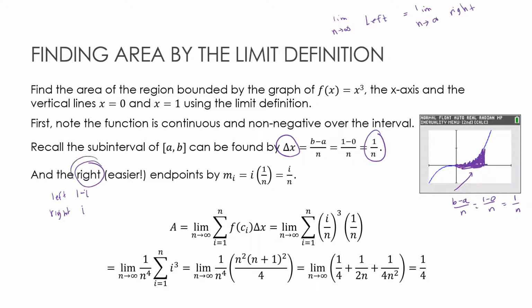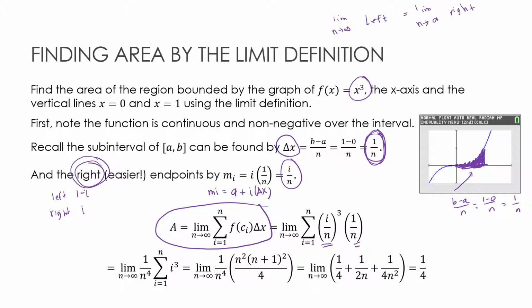Then of course we're using the right-hand side because it's easier. The endpoint is found by taking a plus i times delta x, and so here a was 0, delta x was 1 over n, and i was just i, so the endpoints are i over n. I'm going to then plug that into my function of x cubed. So I've got x cubed is i divided by n, cubed, and then still times the delta x. So here's the function that I plugged it into.